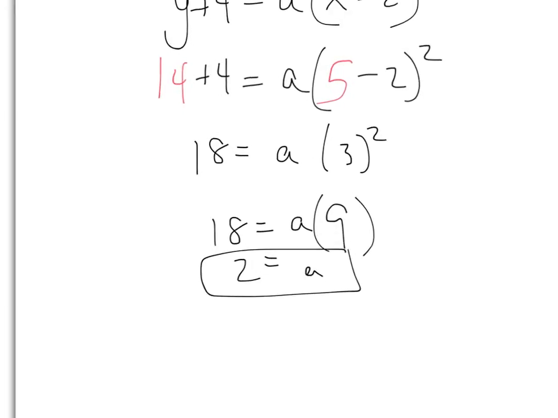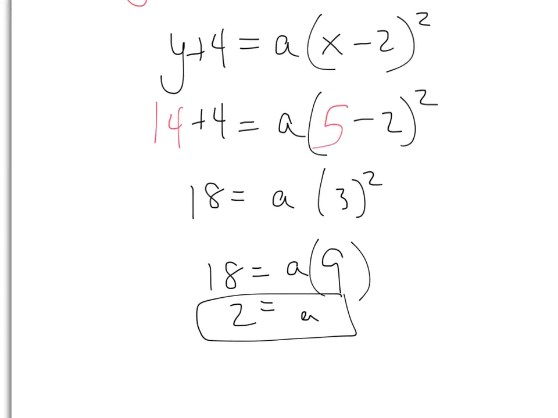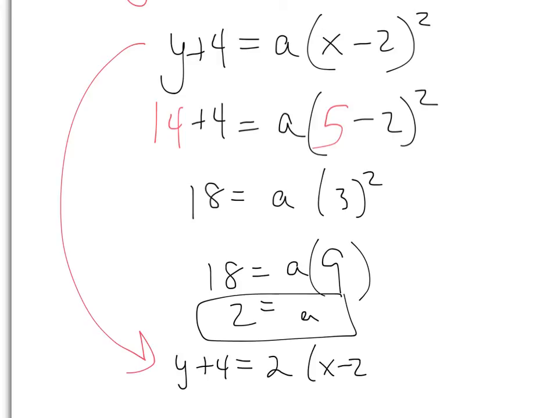As a result, my final answer, I take this line right up here, and I write it again, but with the a value. So rewrite your final answer as y plus 4 equals 2 times (x minus 2) squared. This is my final answer at the end.